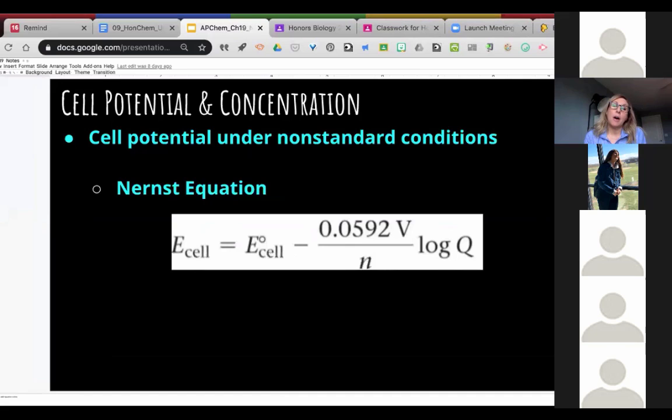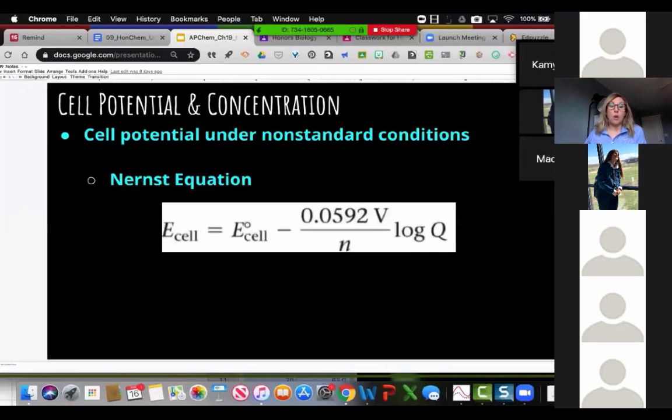When the concentrations of the solutions are not both 1 molar, that can actually create cell potential, and that can help drive a reaction as well. So when you're trying to solve for E cell, if it's a non-standard condition, we use this equation here, like I said, which is called the Nernst equation. So this is your E cell for non-standard. This is your E cell for standard.